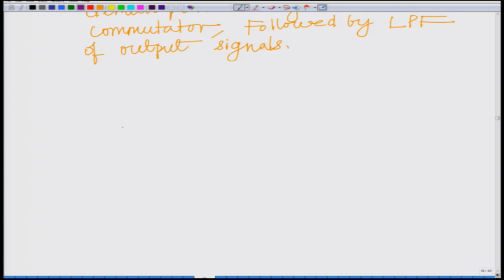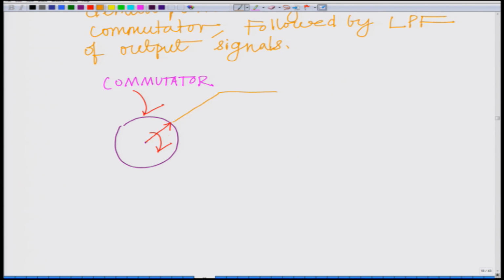We have a high speed switching device, which is basically again demultiplexing. So, this is a commutator used for demultiplexing at the receiver, and these demultiplexed signals are subsequently low pass filtered.